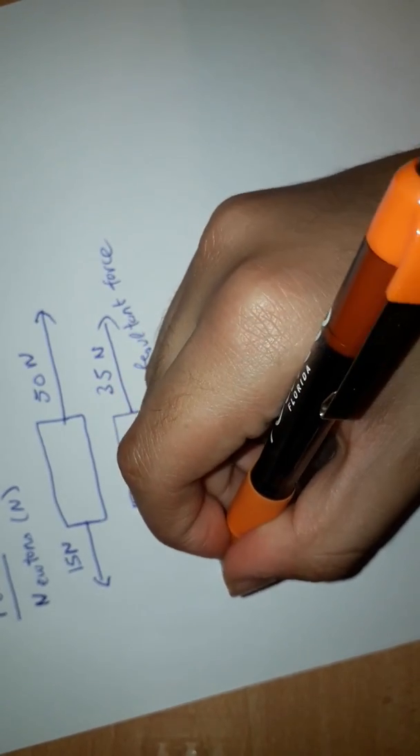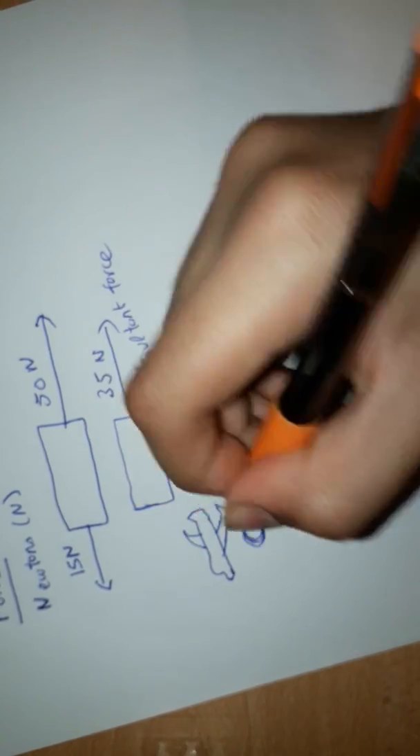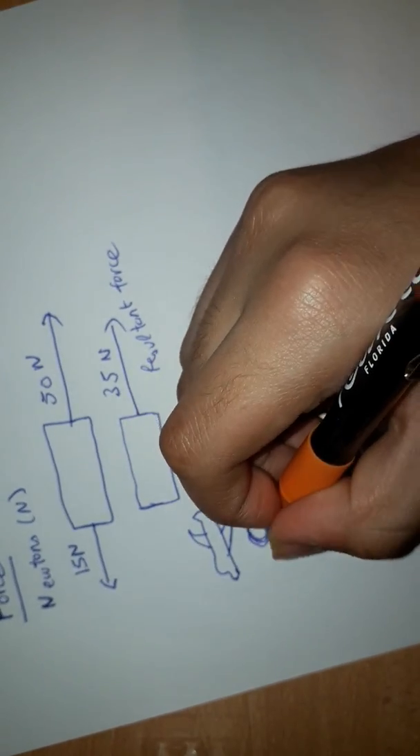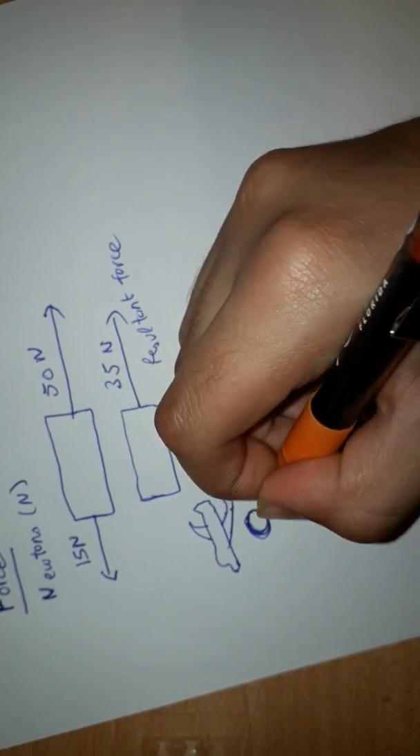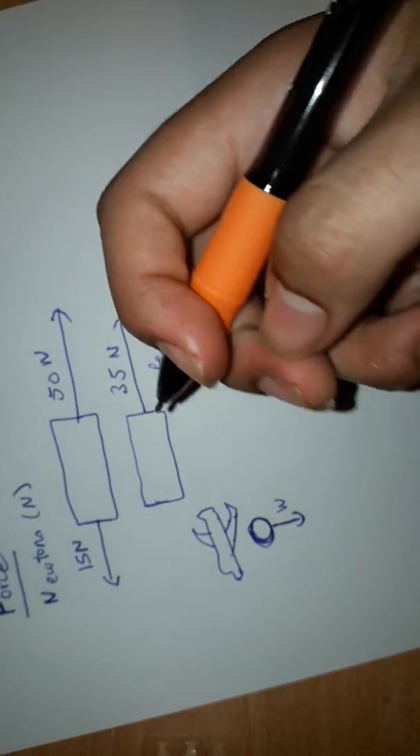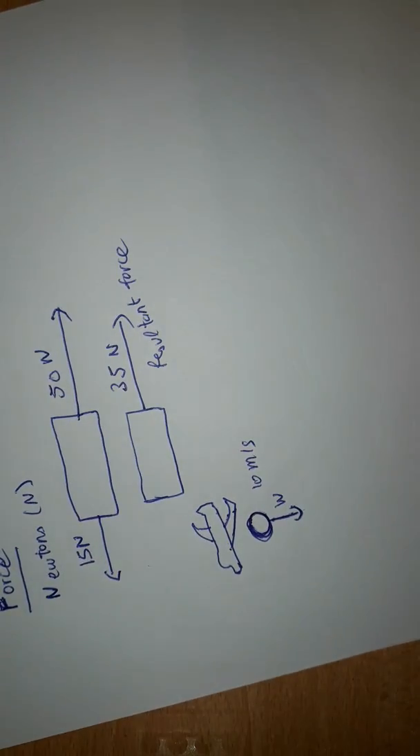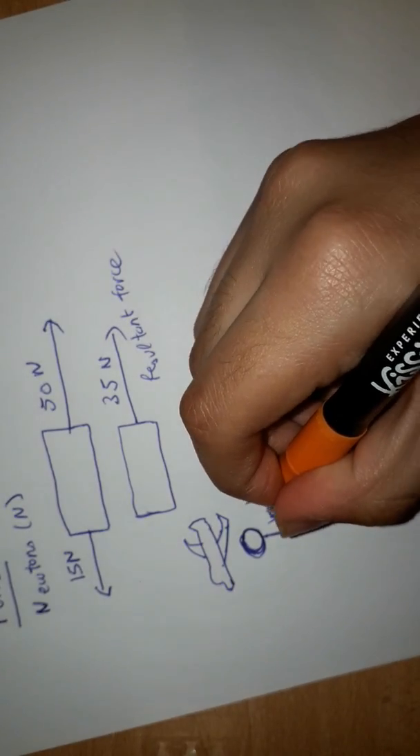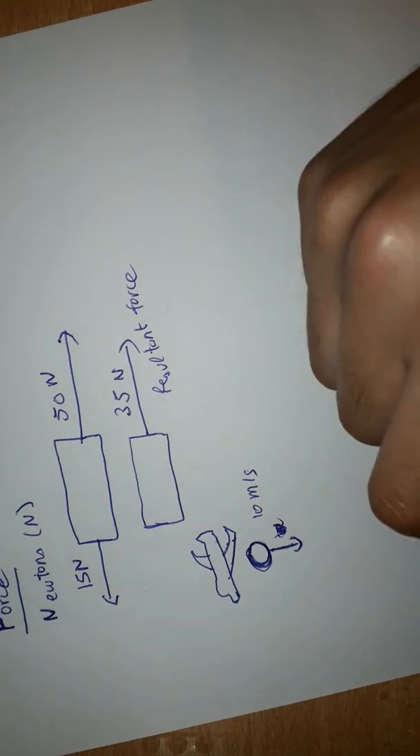Now, when a skydiver is jumping out of the aircraft, let's say you have the aircraft, the skydiver doesn't have a speed initially, and its initial acceleration is the acceleration due to gravity, which is 10 meters per second squared.